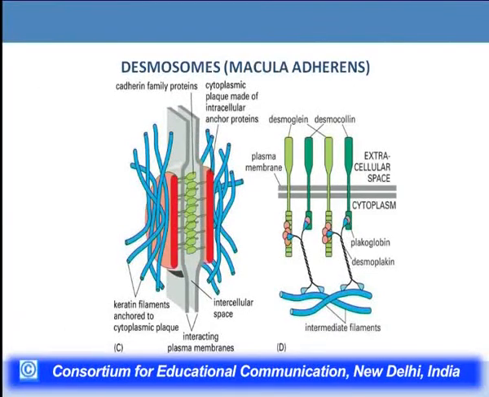So this particular panel shows how desmosomes are arranged. There is overlapping of cadherin molecules, and towards the cytoplasmic site are present keratin filament. Then one other important junction is tight junction, which is also known by the name of zonula occludens.